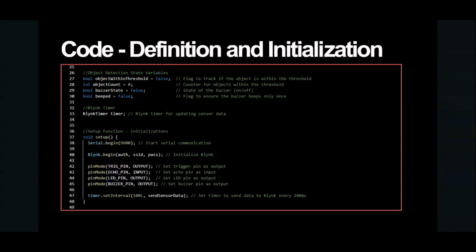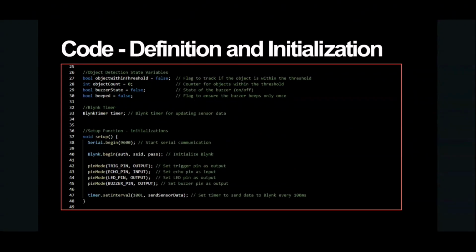The next part is the object detection state variables. This is the code that handles the detection of objects using the ultrasonic sensor. It keeps track of the count and sends data to Blynk every 100 milliseconds. Then there is the Blynk timer. The Blynk timer is set up to send sensor data to the Blynk platform every 100 milliseconds.